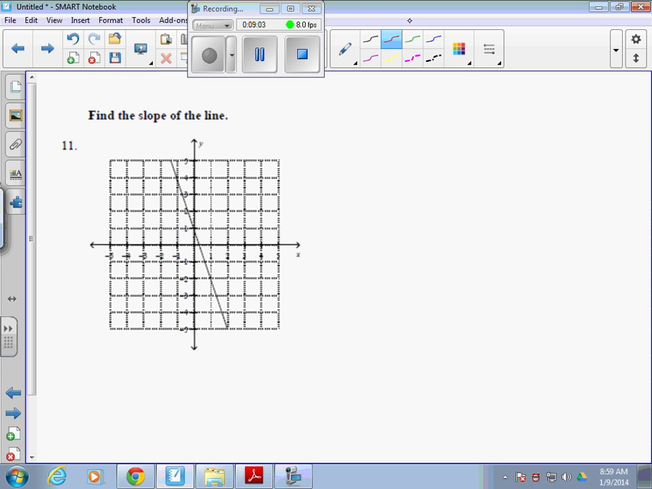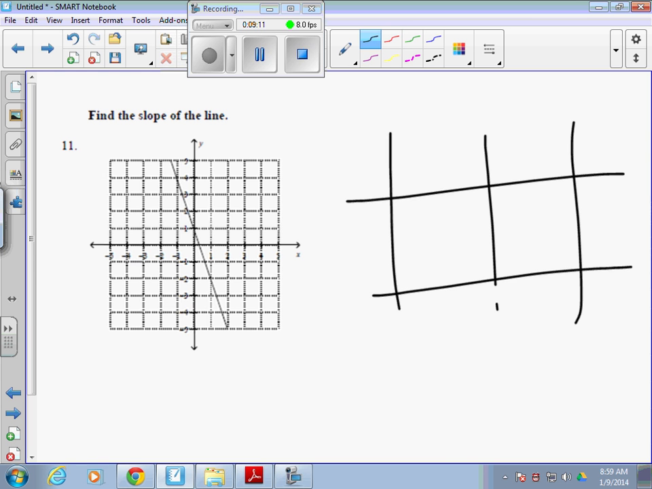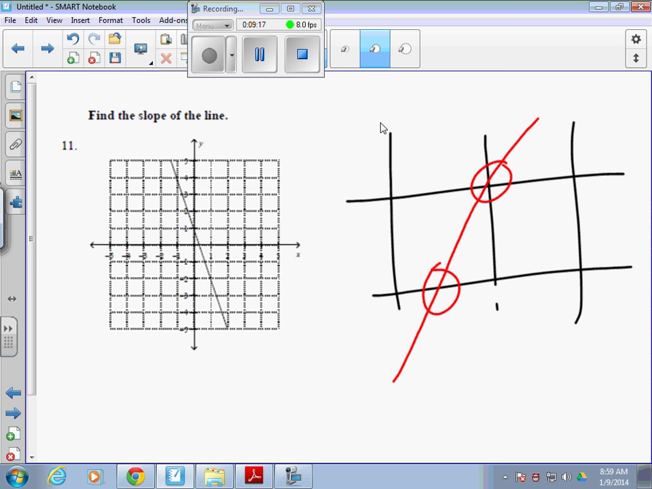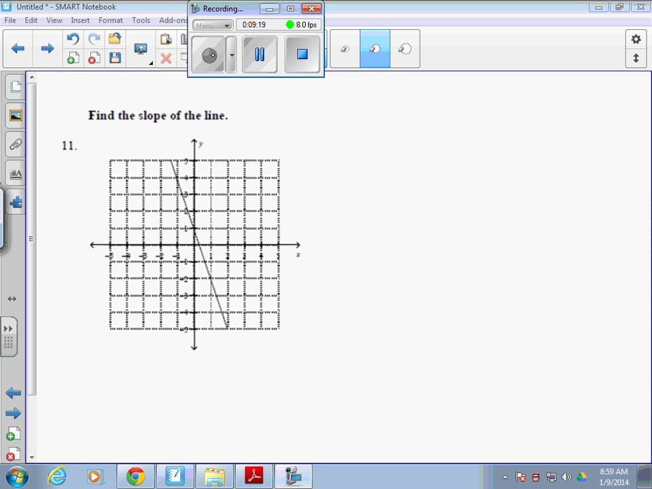Okay, number 11 asks us to find the slope of the line. You need to pick 2 points that go through intersections. Remember, what that means is pick the points that go through an intersection. Don't pick this one, pick this one. So you need to pick 2 of them. Okay, so pick 2 points. Some good points: this one looks like it goes through an intersection, and this one does too.